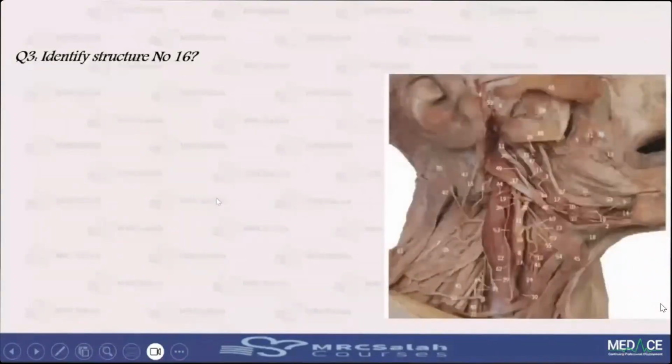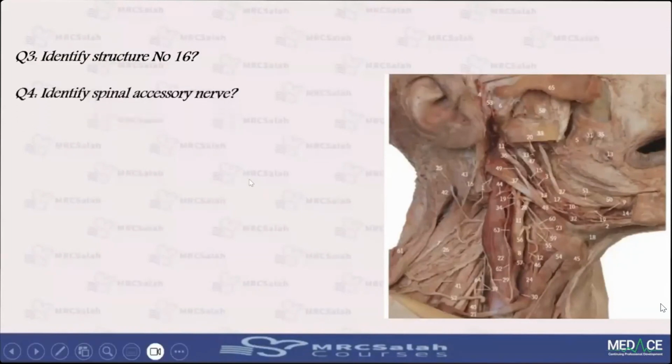Brilliant. So could you identify the structure number 16? Can you please point it to me? 16, I cannot see, I cannot find it. Here? The 16 is great auricular nerve, seems to be. Yes, brilliant. Would you identify the spinal accessory nerve, please?